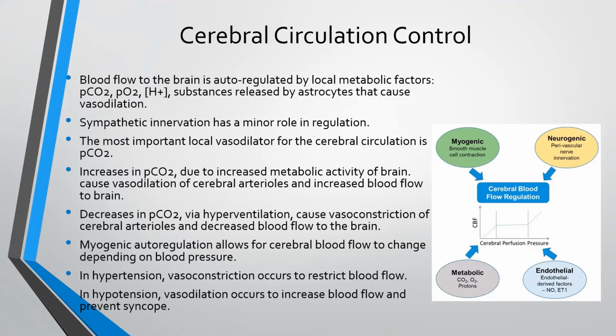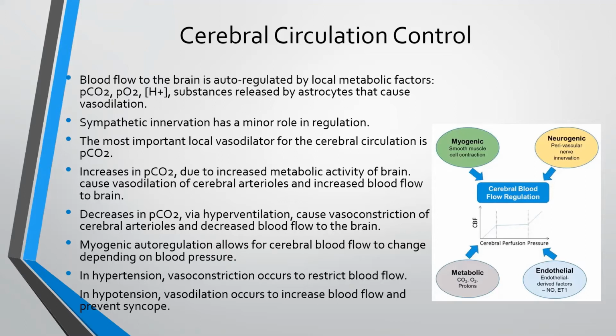So any increases in the partial pressure of carbon dioxide indicate that there's increased metabolic activity of the brain. These result in vasodilation of the cerebral arterioles and increased blood flow to the brain. Any decreases in partial pressure of carbon dioxide that may occur via hyperventilation can cause vasoconstriction of the cerebral arterioles and decreased blood flow to the brain.